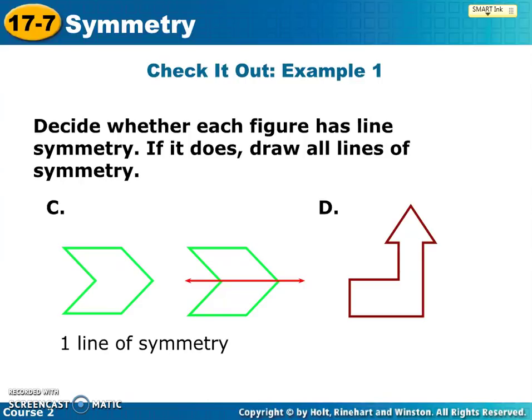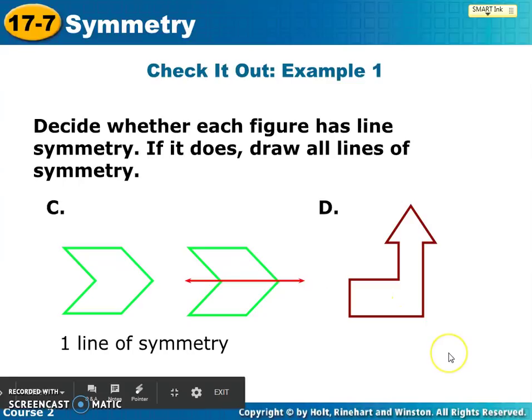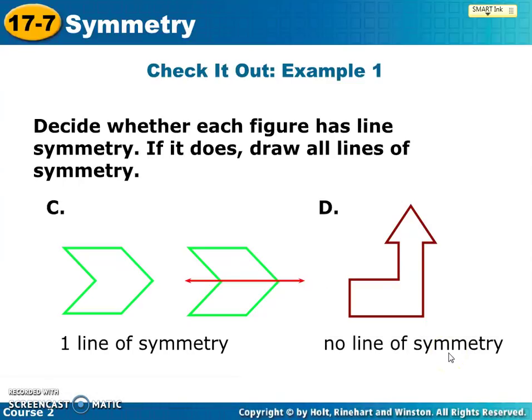And look at D. Look at this crazy arrow here. Let's see, where could I cut it? Now when we cut it, we can only draw one line. We can't go kind of down halfway and then take a left, right? So we have to make sure that one line of symmetry cuts it in half. And in this case, there is no line of symmetry.